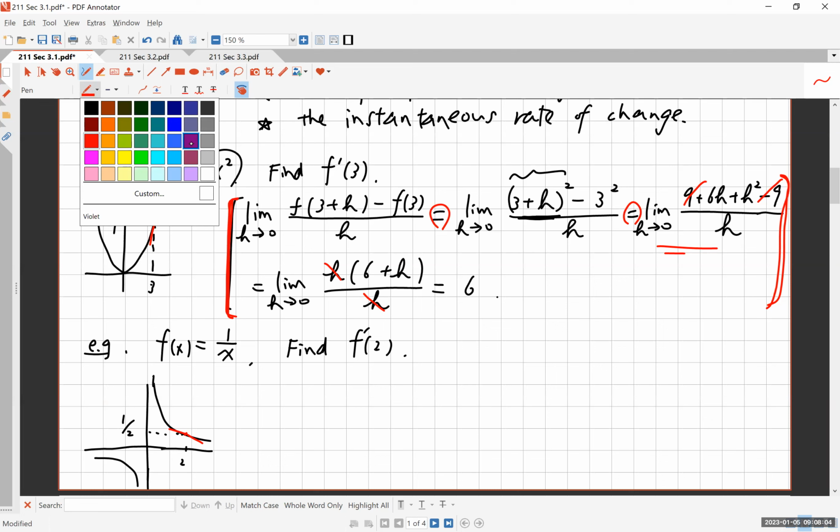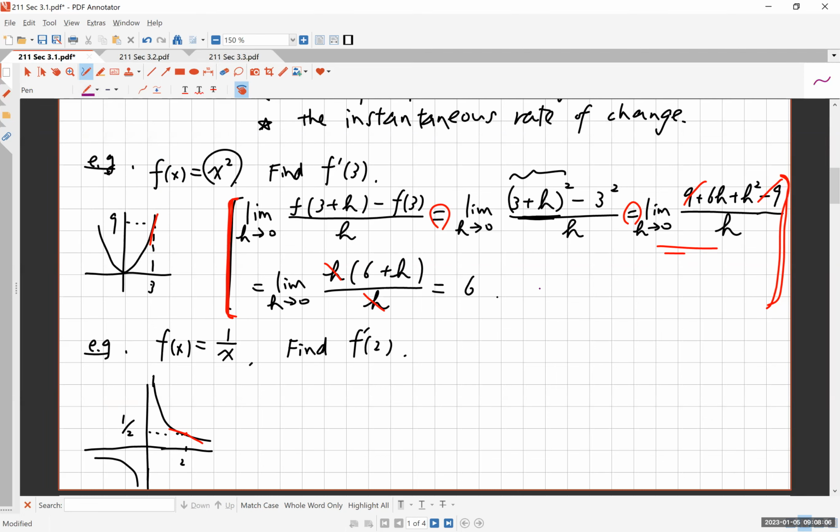Let's see, use a different color for shorthand notation. I may just say, you know what, this will be like f of, well, okay, so I may just write something like 3 plus h squared minus 3 squared over h. And that's going to be 9 plus 6h plus h squared, of course I'm doing the same thing, minus 9 over h, and I'll cancel these, right? And I can see that this will be the same as 6 plus h.